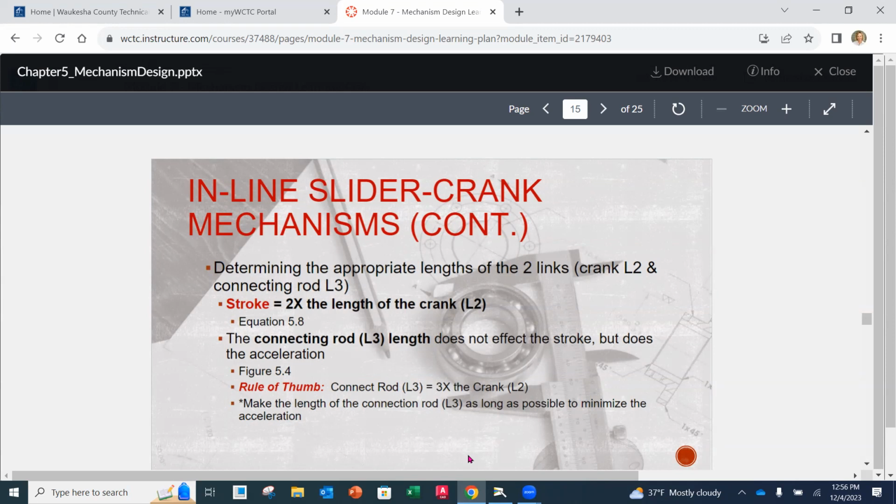To minimize that, when we're looking at a slider crank mechanism, we make the connecting rod longer rather than shorter. So the rule of thumb, first and foremost, is to make it 3 times longer than what your crank is determined to be, which is half of the stroke. And then you go from there, depending on the spatial relationship that you have.